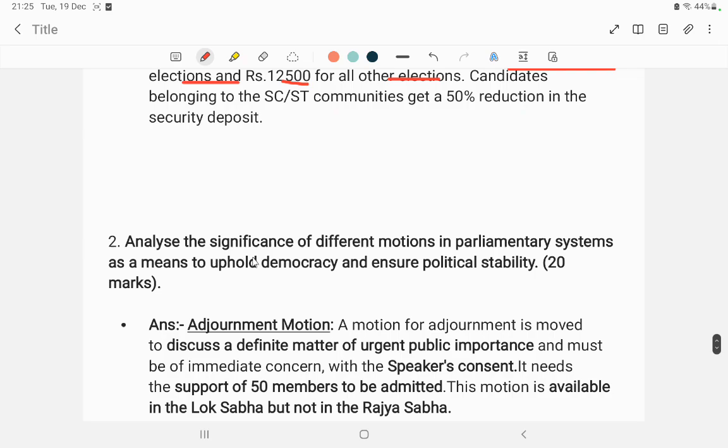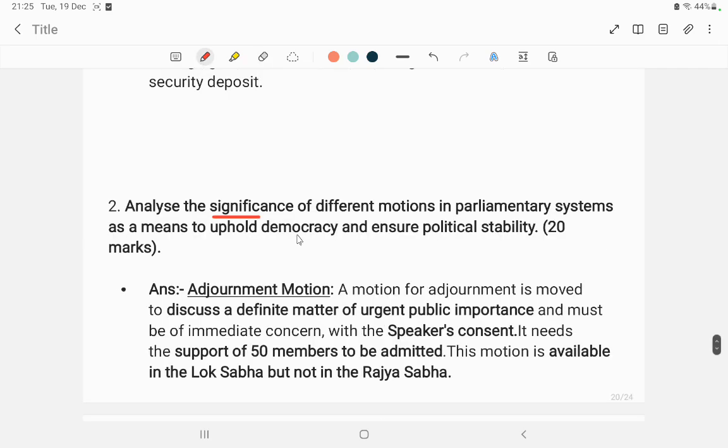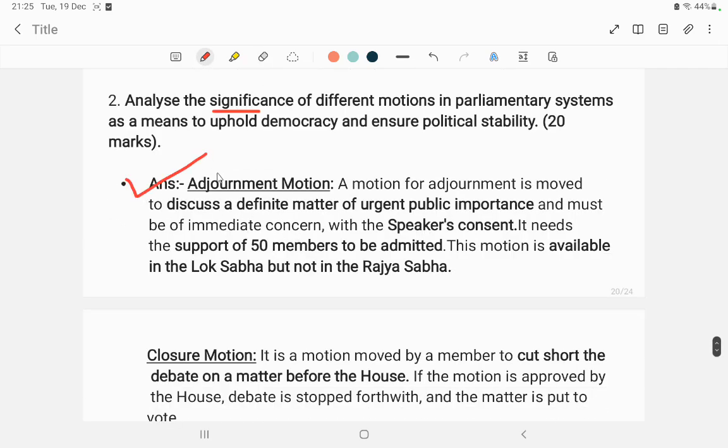Next, question number 2. Analyze the significance of different motions in the parliamentary system to uphold democracy and ensure political stability. So we will explain the motions of the parliamentary system. So first is the adjournment motion.